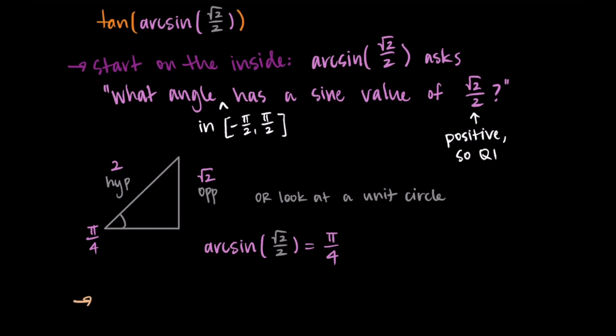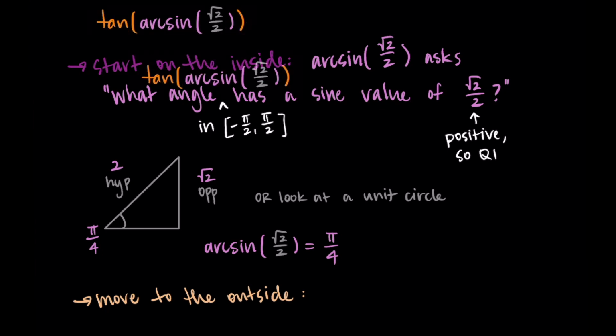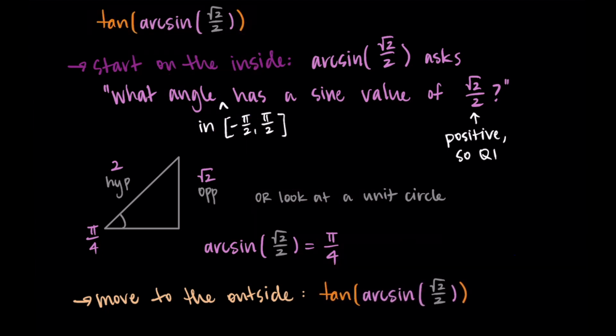Now we're going to move to the outside. So I now have tangent of this thing I just found. So I can write this as tangent of pi over 4. I'm replacing the arcsine of square root of 2 over 2 with what I've now found it to be, which is pi over 4.